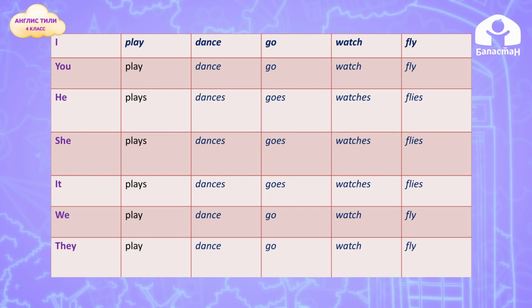I play, I dance, I go, I watch, I fly. You play, you dance, you go, you watch, you fly. He plays, he dances, he goes, he watches, he flies. She dances, she watches, she goes, she flies. It watches, it plays, it dances. We go, we play, we fly, we dance.